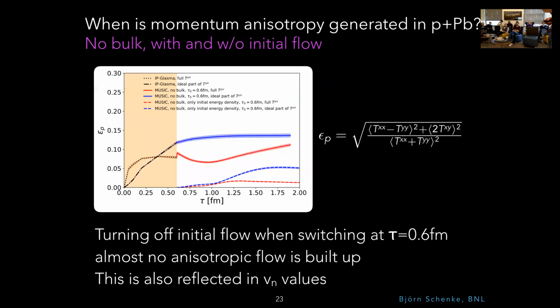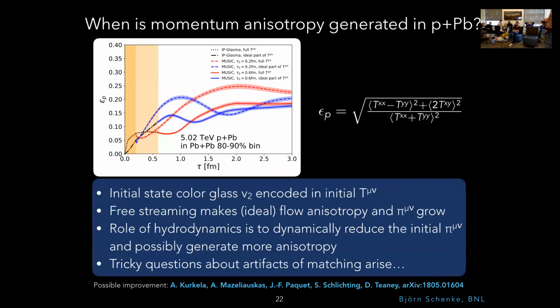I don't think I have to go. Actually, I just wanted to mention this thing. This is what we mentioned before. The effect that hydrodynamics has is essentially to dynamically reduce this initial pi mu and then possibly generate its own anisotropy. But then, as we already mentioned, you have tricky questions about artifacts of matching, right?